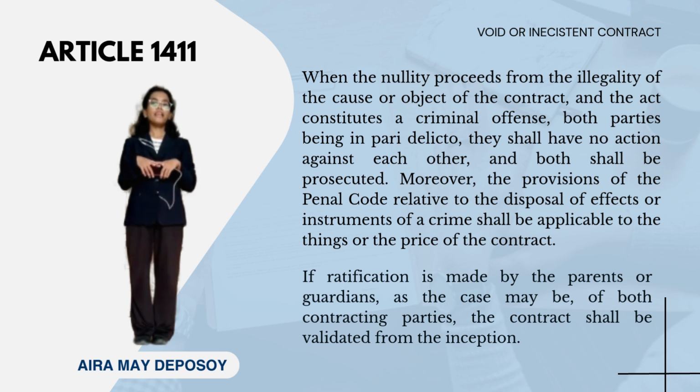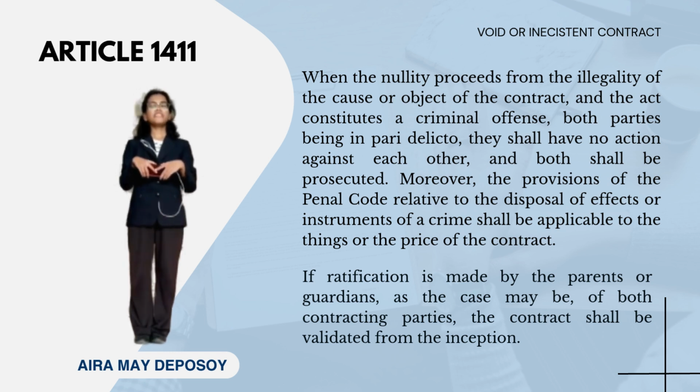For example, Anna and Ben enter into a fake sale to avoid paying taxes. Both know it is illegal, so they are in pari delicto. Then they can't sue each other and the government can confiscate the land and prosecute them. But if Ben tricked Anna into signing the document and she didn't know it was illegal, then Anna, the innocent one, can recover what she gave and won't be punished.